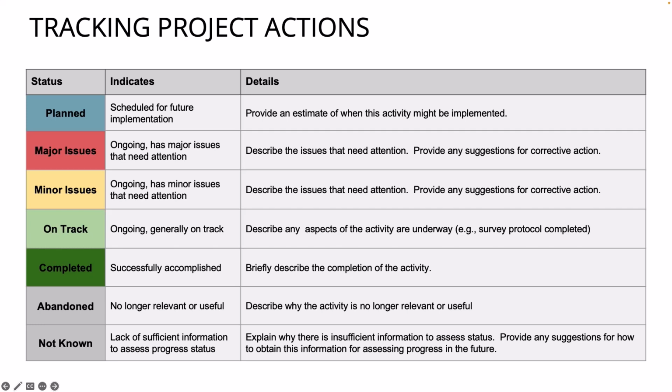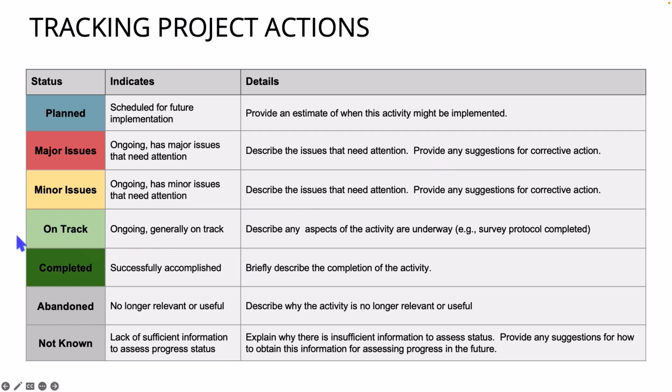For example, here, if you had chosen major issues with an activity, this indicates that the activity has ongoing major issues that need attention. In the details frame of this status report, you'd want to describe the issues that need attention and provide any suggestions for corrective actions.